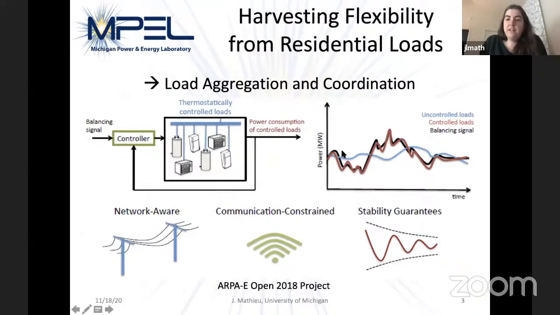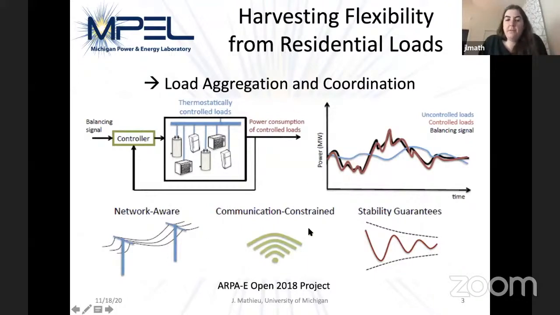This is how a control engineer would think of the control problem in the block diagram. And here you can see the power output. If the loads are not being controlled, they would follow this blue line. Instead we want them to track a signal that goes up and down around that blue line, such that the total energy consumption over the course of several hours is about the same as it would have otherwise been. But we increase and decrease loads at key times to track a signal like a frequency regulation signal.